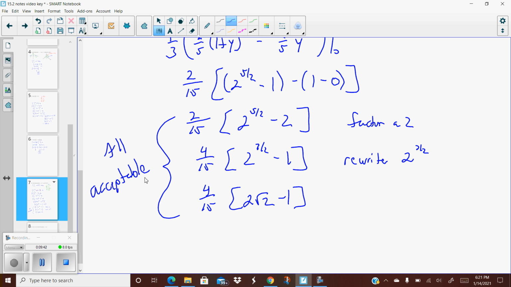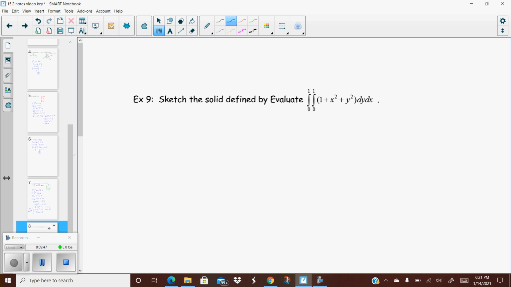So, all right, let's go on to the last problem. This one says, sketch the solid that's defined by this particular double integral. All right, so if we want to sketch the solid, the first thing you want to look at is, what is your domain? Basically, what is the domain of the projection down into the xy plane? Well, x and y both go from 0 to 1. So really, x is going to vary from 0 to 1. Y is going to vary from 0 to 1.